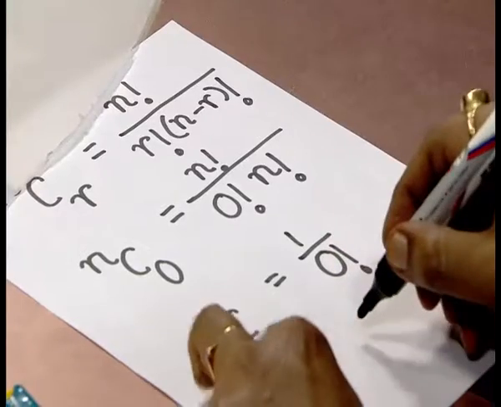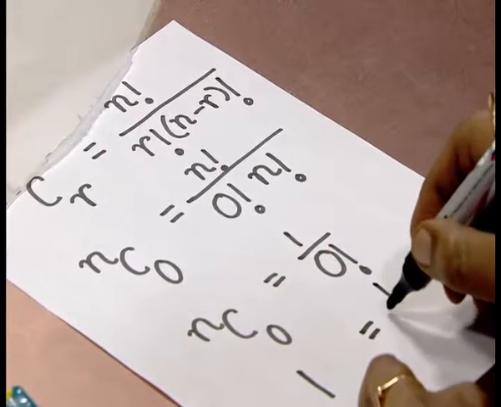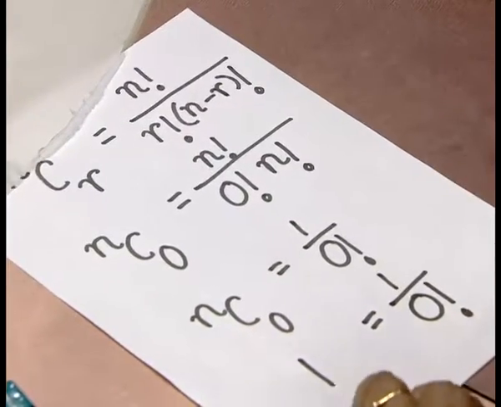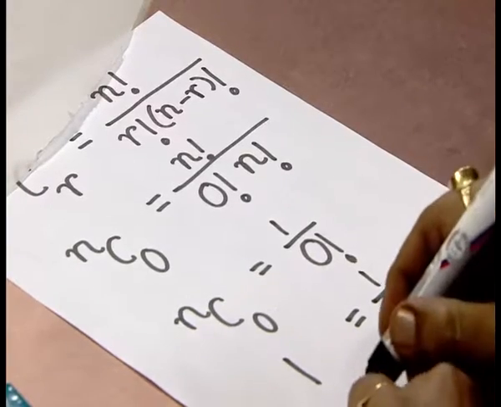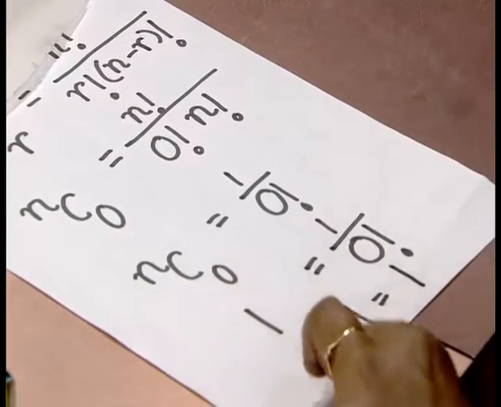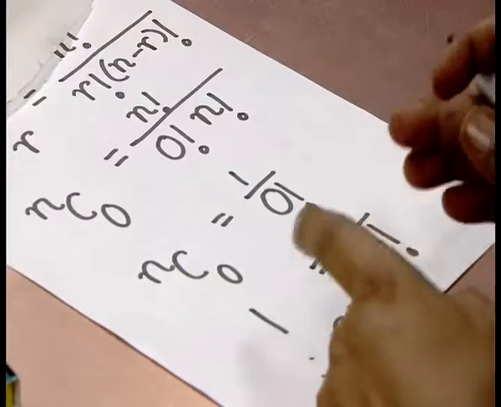So, 1 is equal to factorial 0 in the denominator and you have 1 in the numerator. Therefore, factorial 0 is equal to 1. So, we arrived at the value of factorial 0 using the basic formula of combination. And there is another trick by way of which we can apply somewhat the principle of induction to arrive at the value of factorial 0.